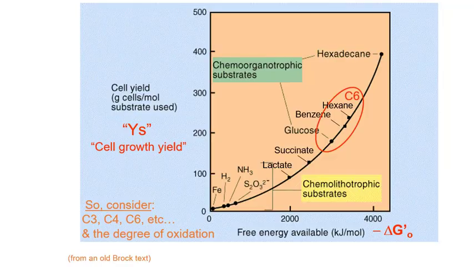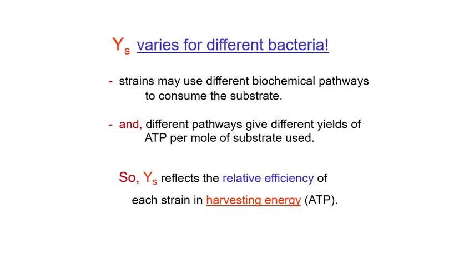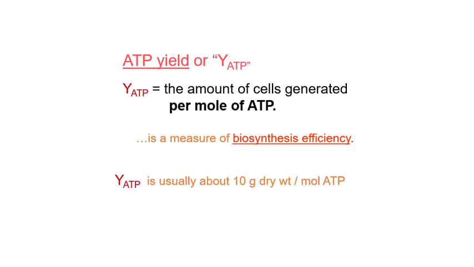Microbes utilize substrates and the energy they get from those substrates for cell growth, or anabolism, and Ys is a measure of that. Ys is the amount of cells per unit of substrate used, the amount of cells that are produced per unit of substrate used. Ys varies for different bacteria. Strains may use different biochemical pathways to consume different substrates, and different pathways give different yields of ATP per mole of substrate used. So Ys reflects the relative efficiency of each strain in harvesting energy, or harvesting ATP.